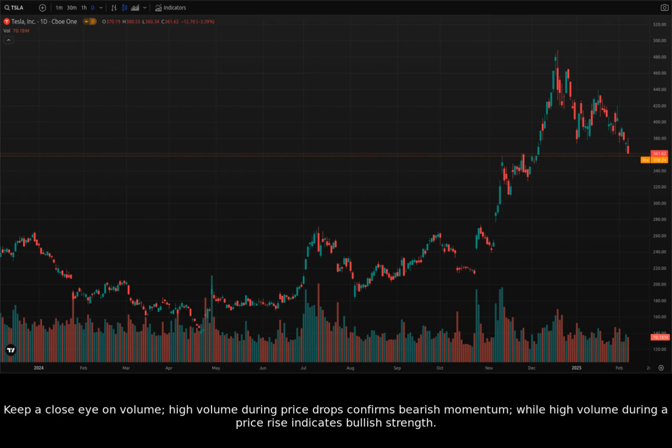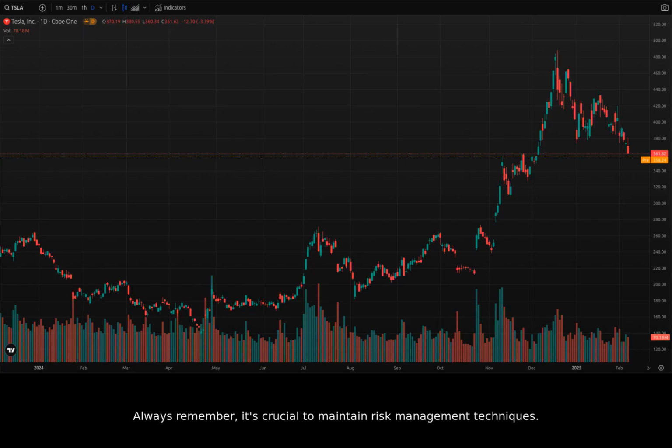Keep a close eye on volume. High volume during price drops confirms bearish momentum, while high volume during a price rise indicates bullish strength. Always remember, it's crucial to maintain risk management techniques. This includes setting stop-loss orders and diversifying your investments.